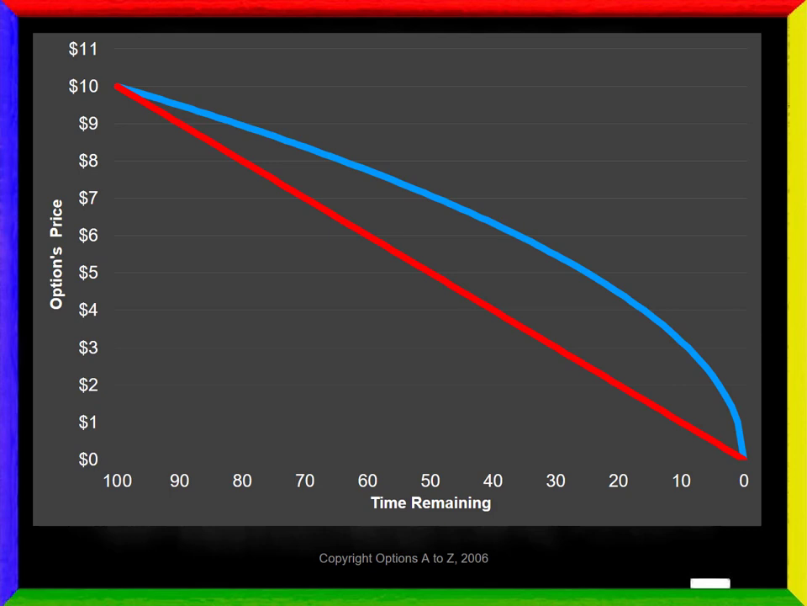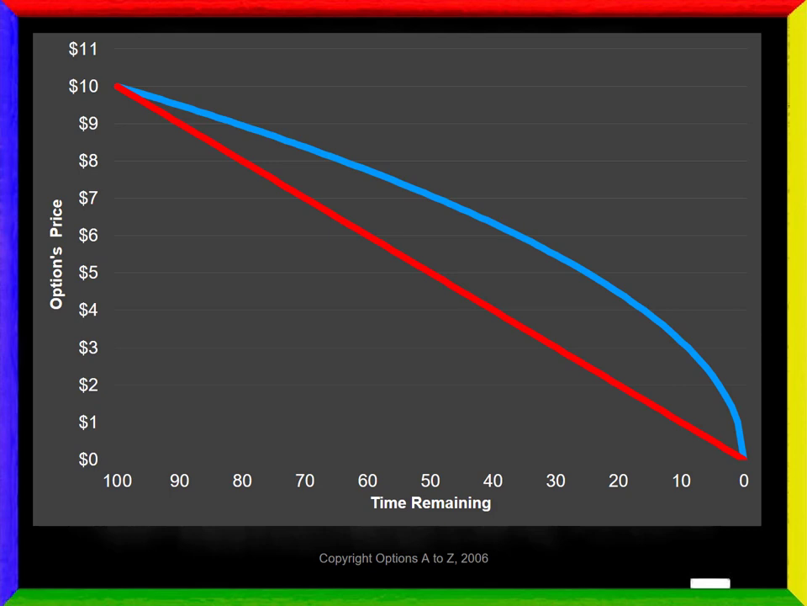Instead, the price decays slowly at first, but then accelerates closer to expiration. That's because options are priced according to volatility, which is proportional to the square root of time. How does that work? Well, it's easy to figure out. Always ask the question, what percent of the time remains? And we put that in decimal form, take the square root of that number, and that shows how much of the options price remains in percentage form.